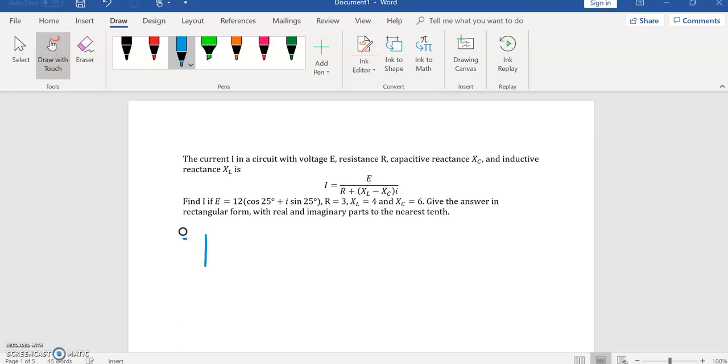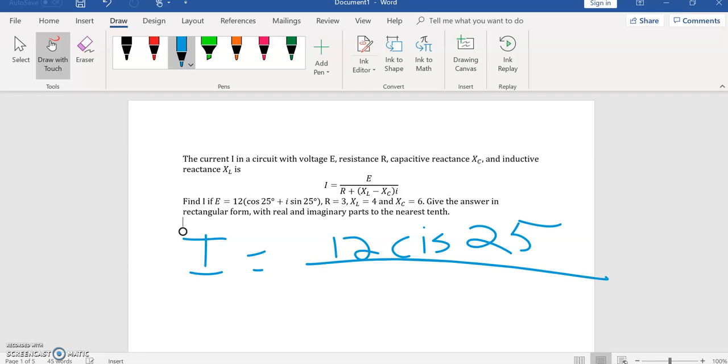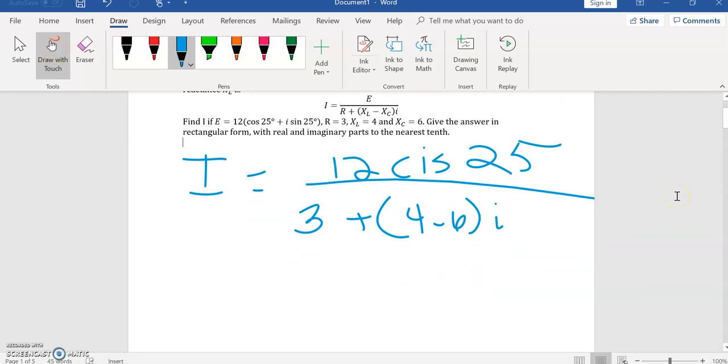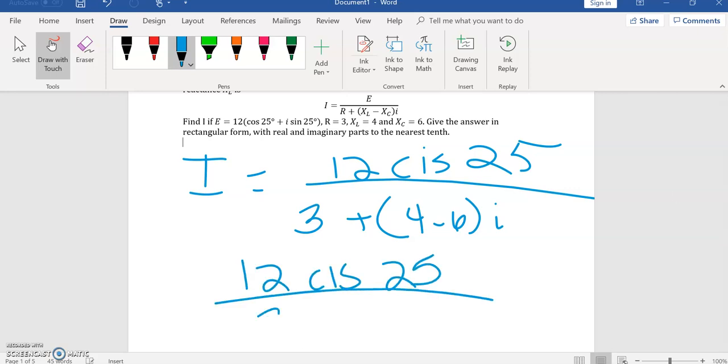So E is 12 cis 25, and then R is 3 plus 4 minus 6i. So then, a little bit of cleanup here, and I have 12 cis 25 over 3 minus 2i.